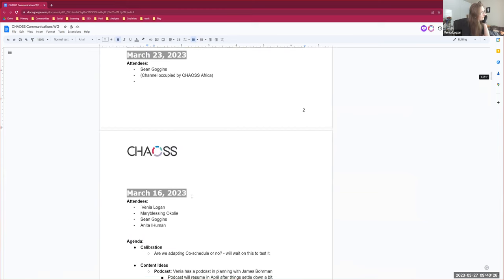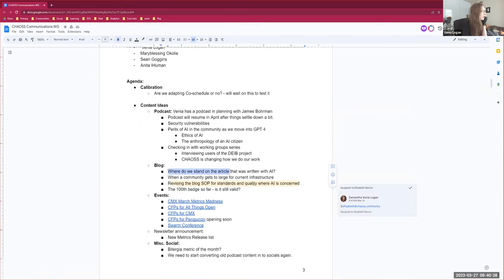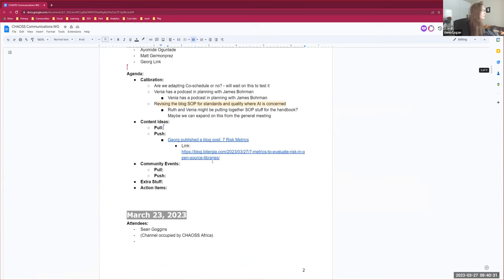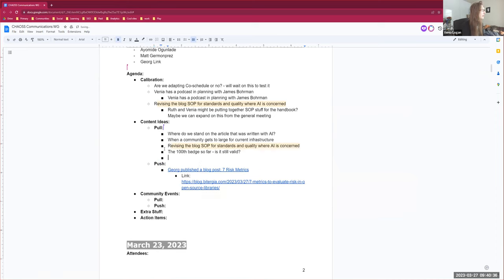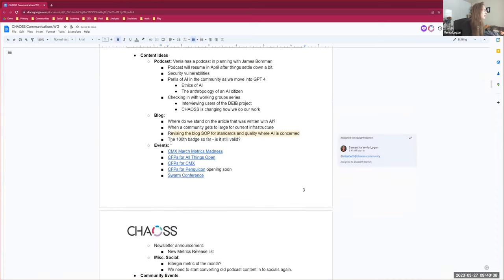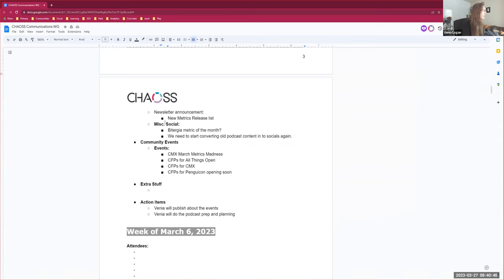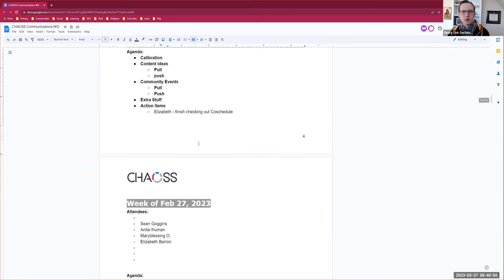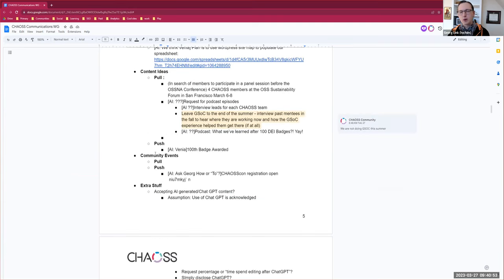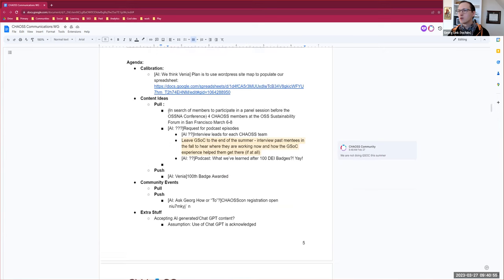Content stuff. We already have a ton, actually. So these were the content ideas before. So that first one, the article written with AI, which article is that? I do not know. I could track it down, Georg, but it was an article.